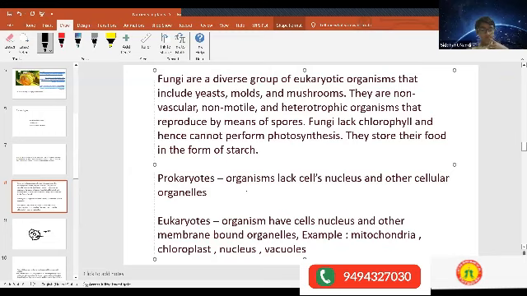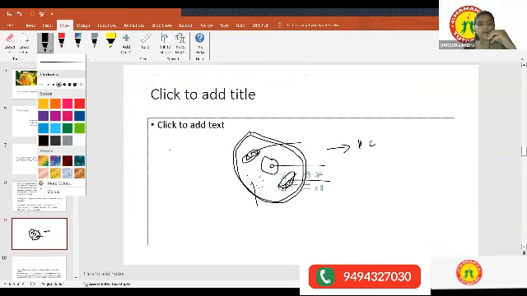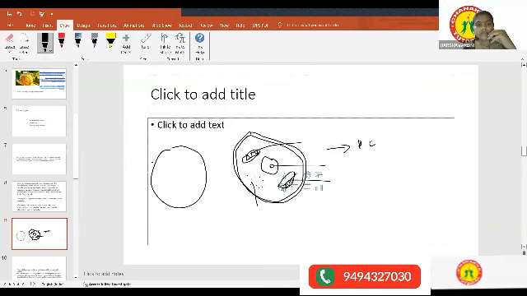Prokaryotes, you're saying, lack a cell nucleus. And what do you mean by other cellular organelles? See, for example, here we saw a cell. Only the cell is there here.